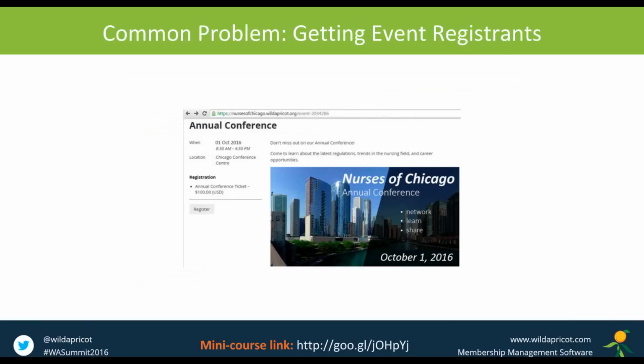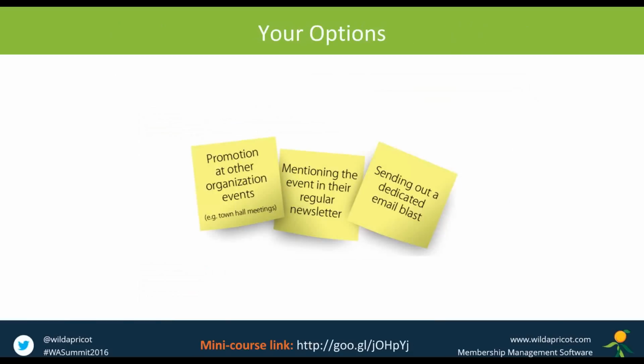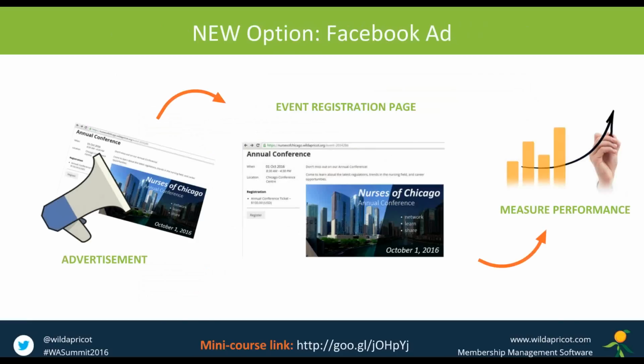So the common problem that we want to really solve in this workshop is how do you get people to your events, right? So when you think about your events, you probably use some of the following ways to get people to them. Either you send out a regular email newsletter in which you mention the event. Maybe you send out a dedicated email blast. Maybe you reach out to members using other mediums. You get some referrals. You promote the event at other organization events. And we want to introduce Facebook ads as being a new option for you to drive traffic to your event.